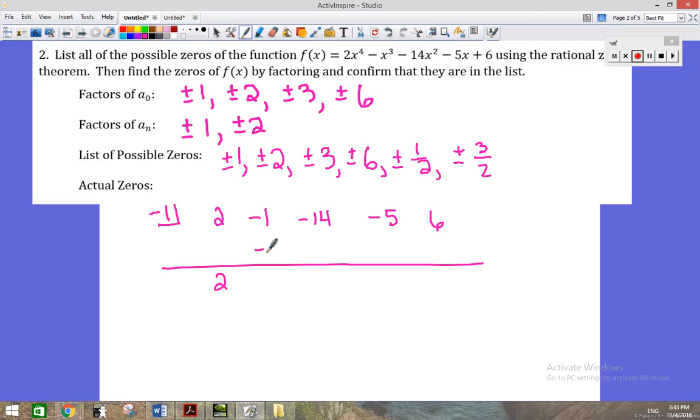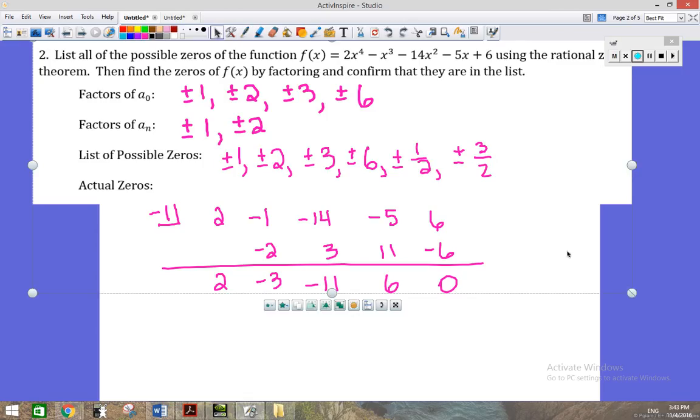I've got 2, negative 3, negative 11, 6, and 0. Hey, we found one. We're not always so lucky to find them at the beginning of our list. Some of you might be gifted enough with number sense to look at the list and see which numbers are more likely to produce a 0 than others.